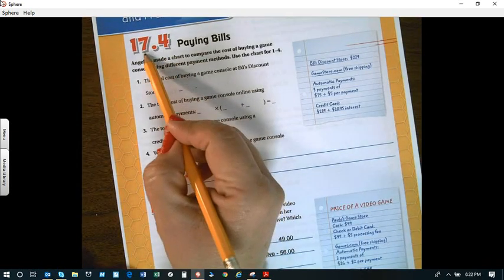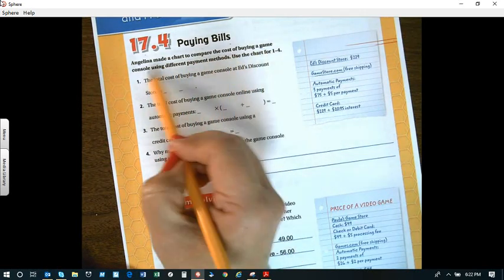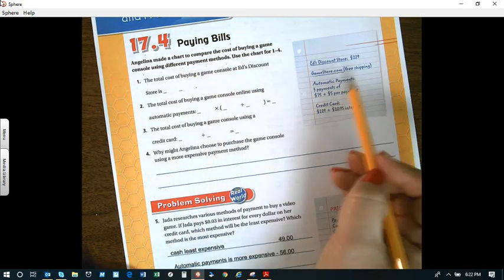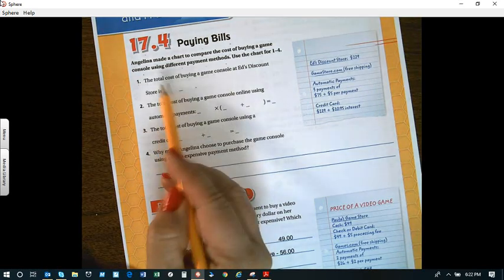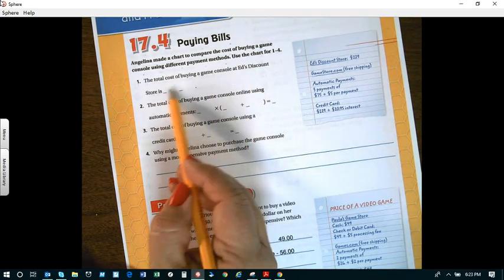So on 17.4, paying bills, Angelina made a chart to compare the cost of buying a game console using different payment methods. And you're going to use this chart here to answer questions 1, 2, 3, and 4. Let's look at the first one. The total cost of buying a game console at Ed's discount store is.